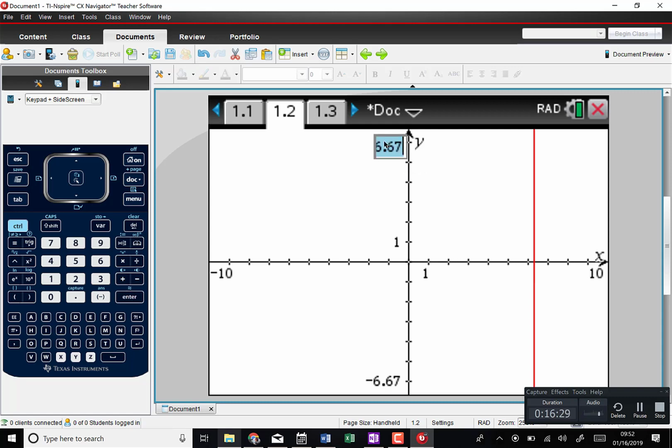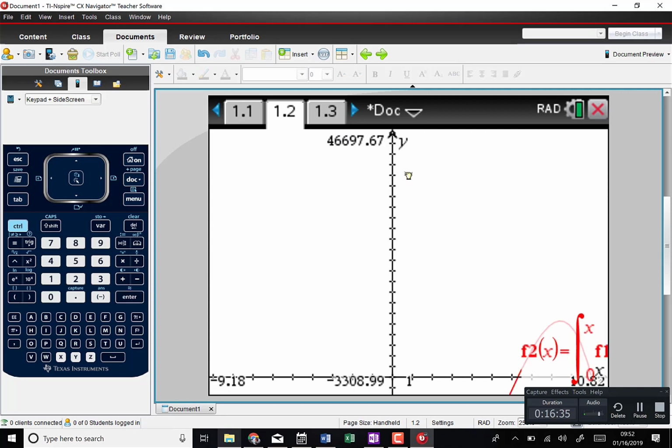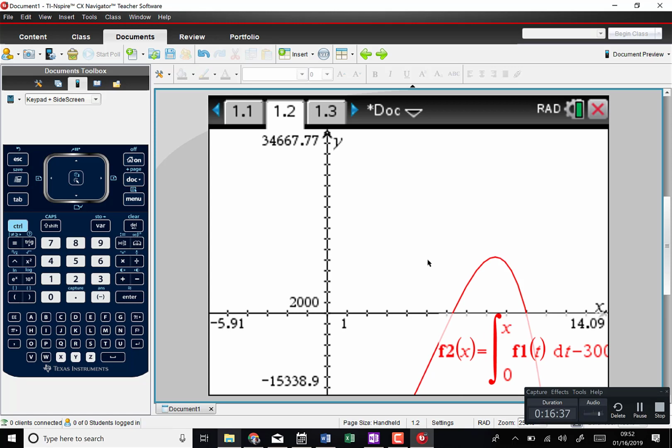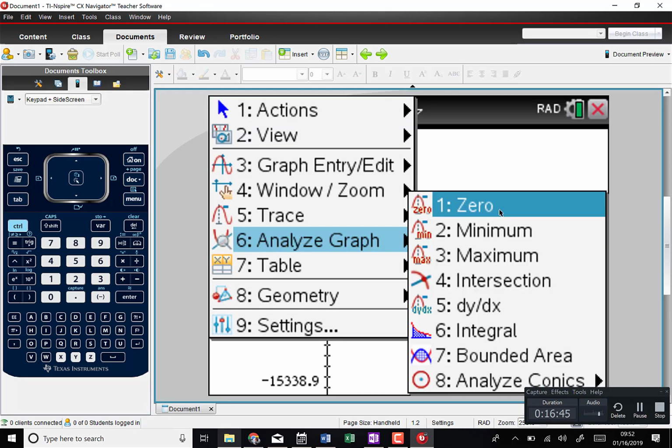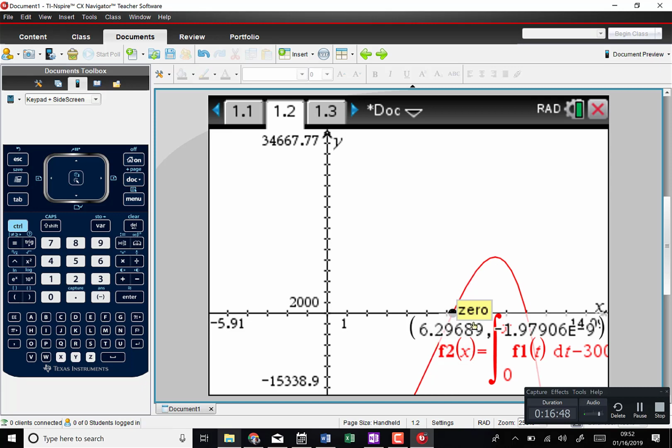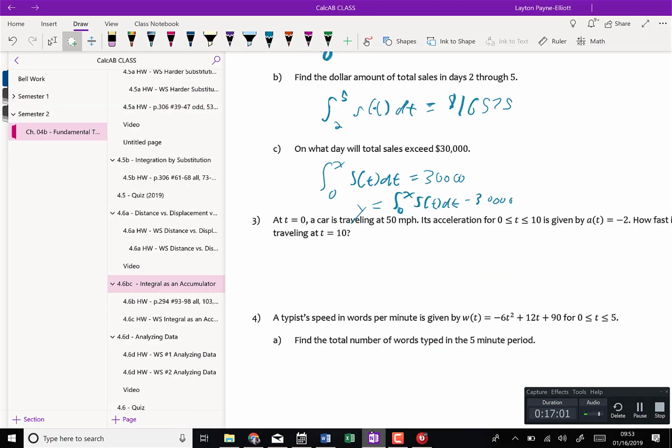Now, I can bring the y up to much greater heights if I want to, and try to start to see where that's happening and what's going on. But it's asking on what day will it exceed 30,000. That would be right here. So I'm going to go Menu, Analyze Graph, 0, and find the 0 of the function. And it's about 6.29. So that would be on day 6. Oh, so that'd be day 7, you're right, because 6 is the end of the 6th day. So say x is about 6.29, so we'll say on day 7.